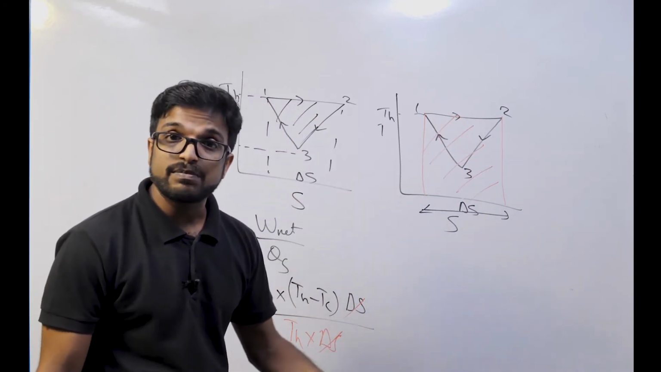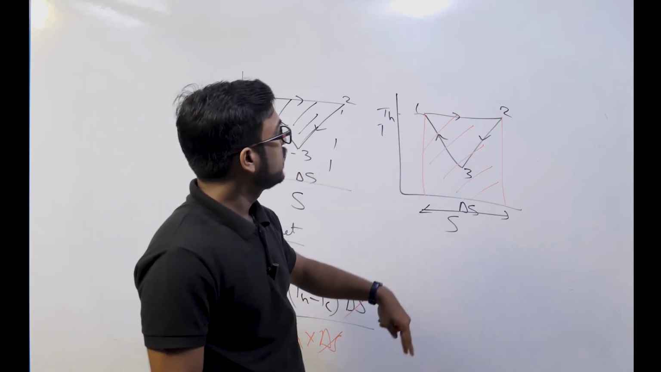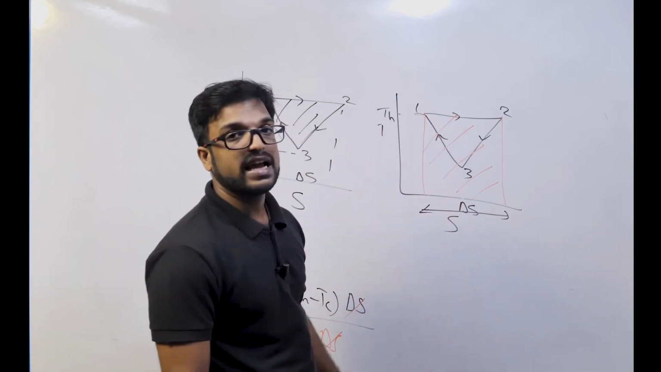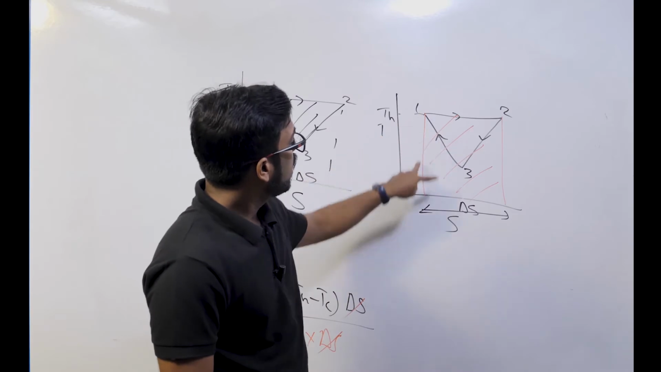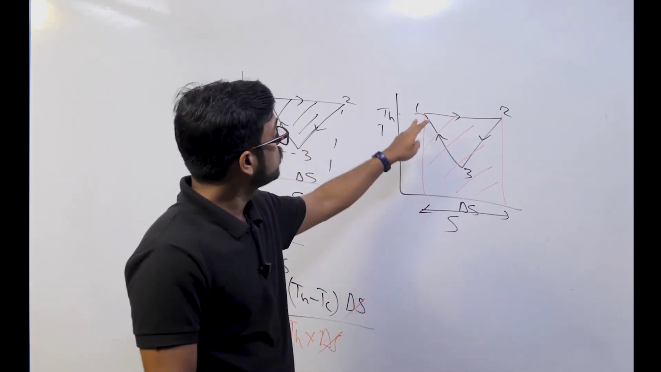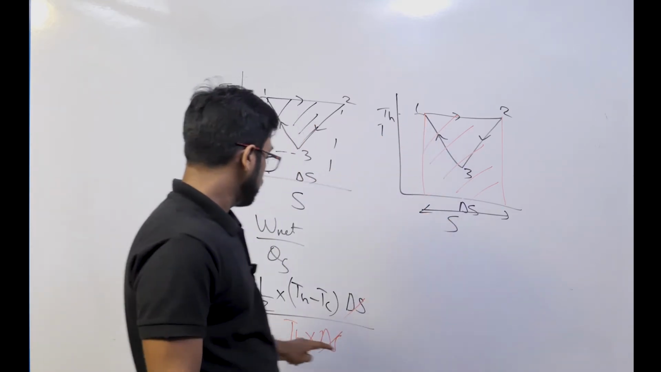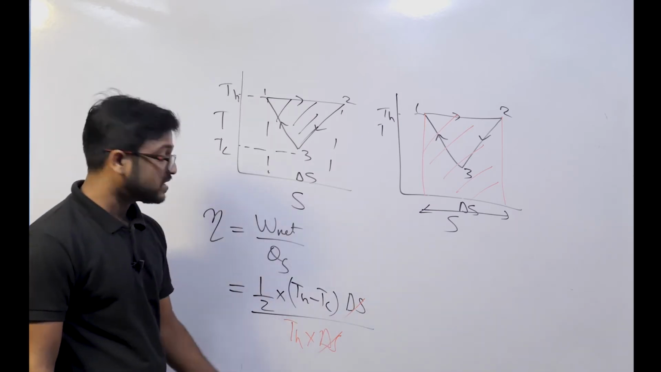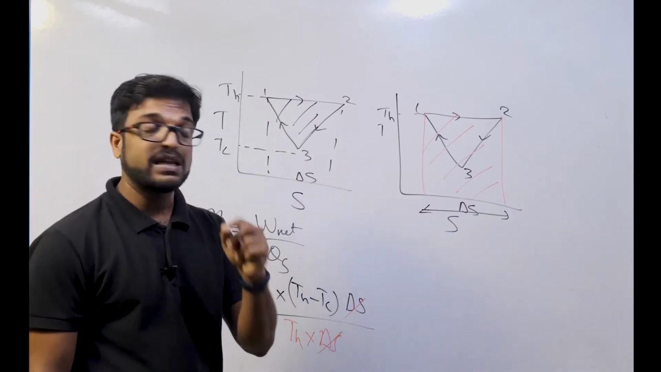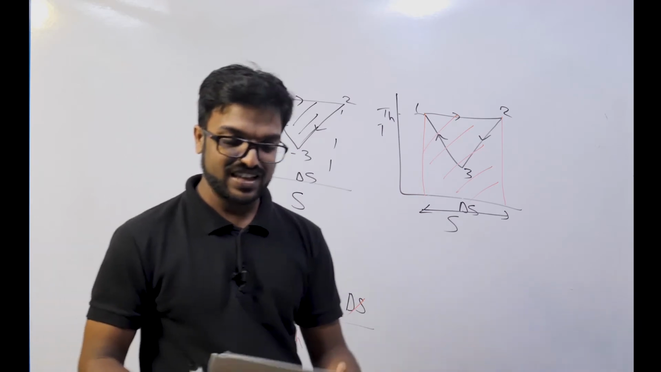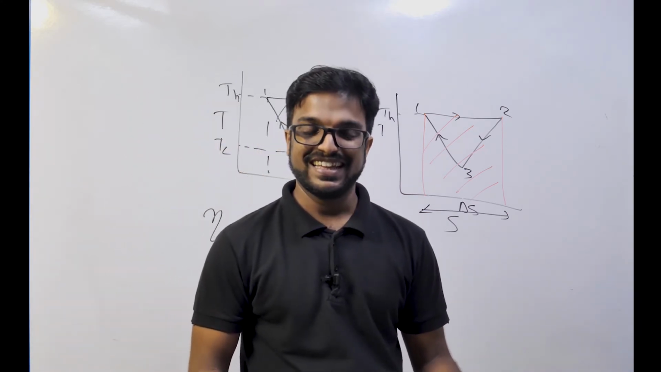Then how much heat is supplied? We will find the area under that. That is nothing but this entire rectangle. So that area is nothing but length into breadth, which is going to be TH into delta S. So I am supplying delta S here. Delta S cancels out. We are getting half into TH minus TC by TH. Beautiful problem, right? Excellent.